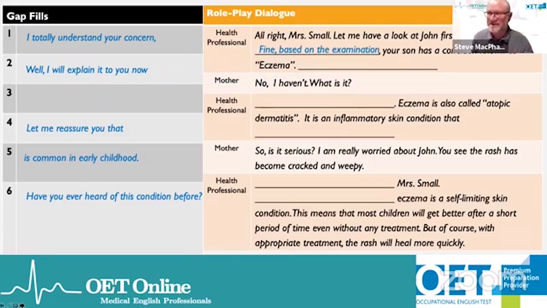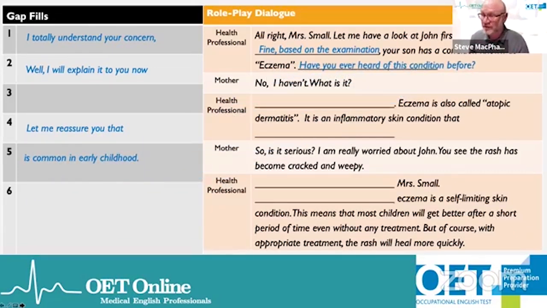Right? So we've already taken the history, remember? We're just working on the explanation now. So, fine. Based on the examination, your son has a condition known as eczema. That's it. What's next? Look at the gap fills on the left-hand side. Number 5. No, it's not number 5. It's not number 2. Saw's got it, number 6.